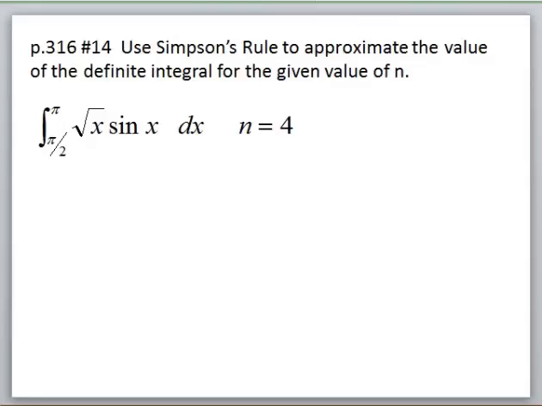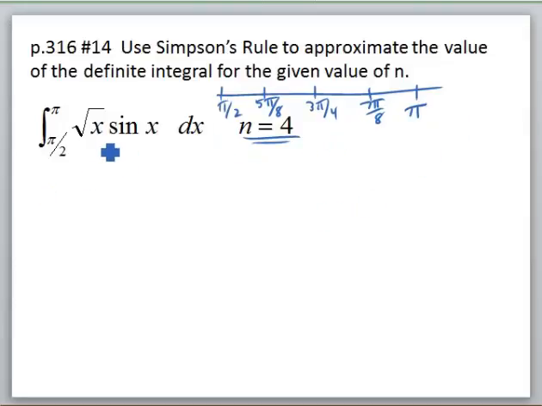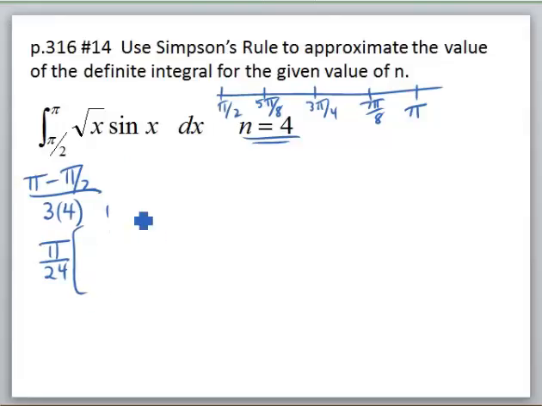Now I'm going to write down Simpson's rule for this exact same problem. So I'll be using the exact same numbers, pi over 2, 5 pi over 8, 3 pi over 4, 7 pi over 8, and pi, for the exact same reason as on the last one. I needed 4 subintervals. Simpson's rule says upper bound minus lower bound all over 3 times the number of subintervals, which is 4 in this case. When you simplify this, you end up getting pi over 24. And then I'm going to plug in those values. Remember, Simpson's rule has 1, 4, 2, 4, 1 for its coefficients.